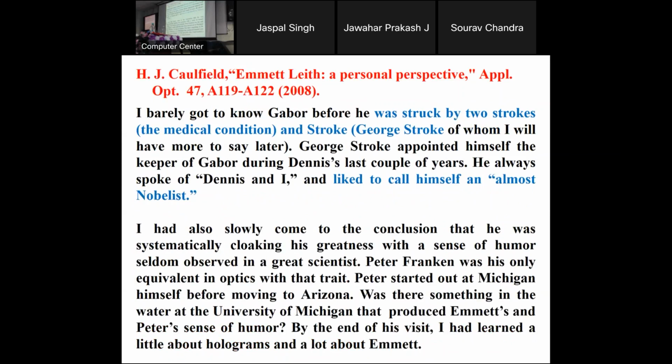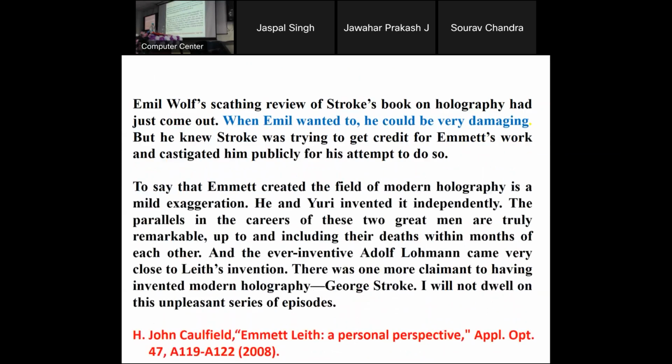There's an eminently readable article by Cornfield, Life and Works of Emmett Leith, a personal perspective. Unfortunately, I'm running out of time. Emil Wolf's scathing review of Stokes' book on holography had just come out. He could be very damaging. But he knew Stokes was trying to get credit for Emmett's work and castigated him publicly for his attempt to do so.